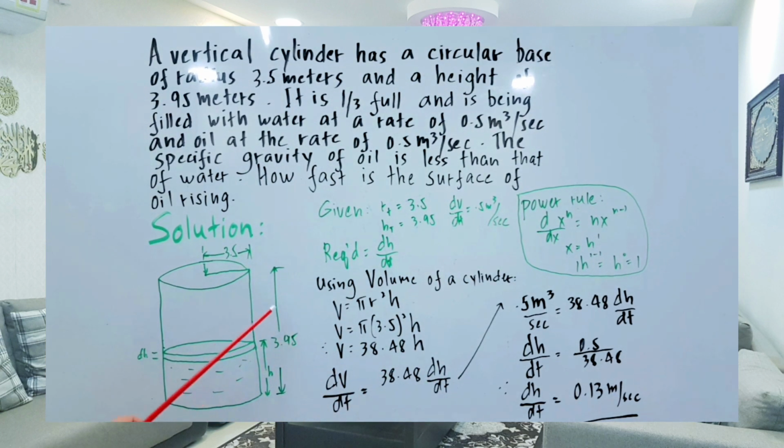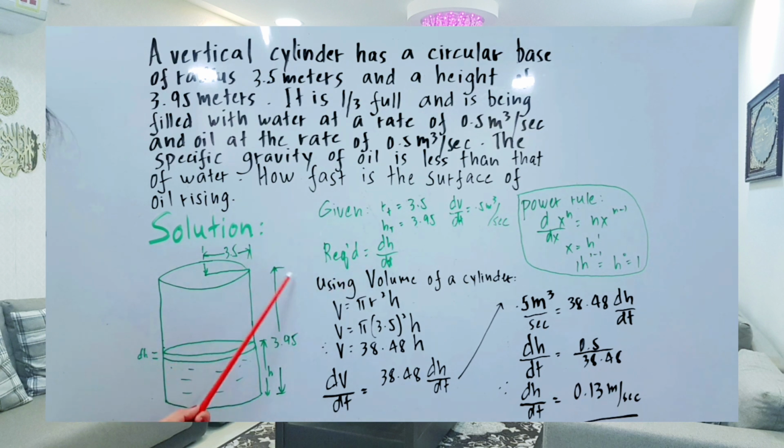Anyway, so here, it is the vertical cylinder with the height of 3.95 meters and the radius is 3.5 meters. So here is 1/3 full, the oil and the water. Kaya lang, mas mabigat ang water kumpara sa oil, kaya ang oil, pataas siya. So yun ang dH, ang change ng height ng oil, pataas.